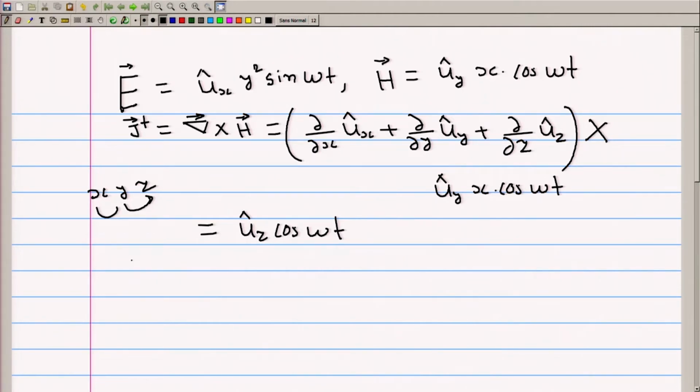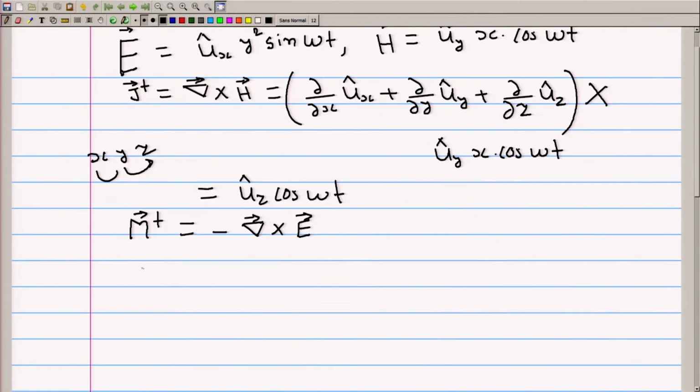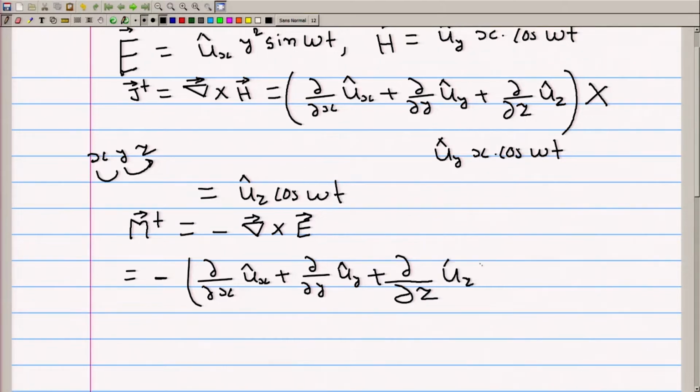Similarly, we can find the M_t. M_t will be minus del cross E. We write del again, with the minus sign, and this time del is crossed with the electric field, which is ux y squared sin omega t.